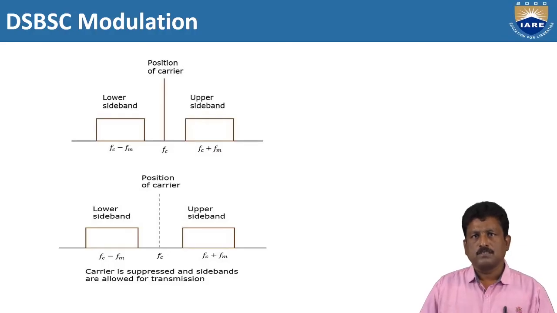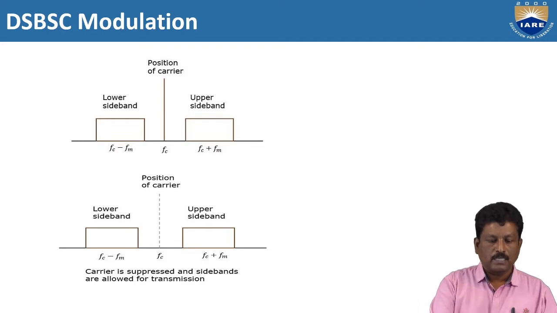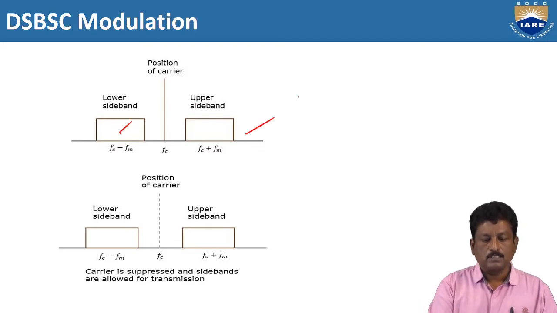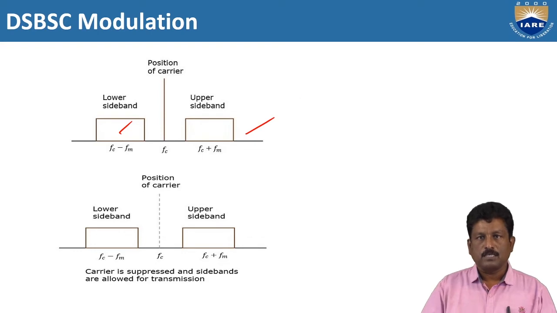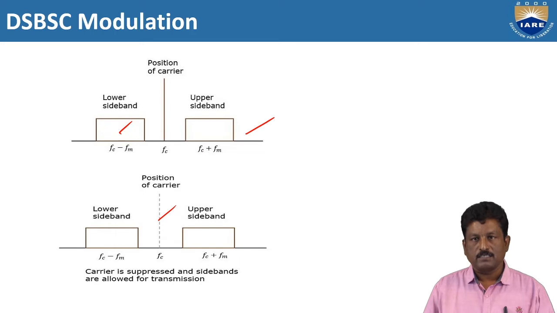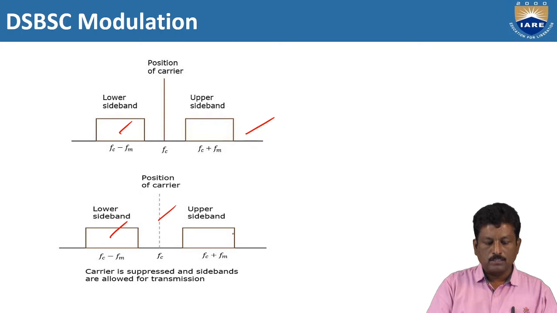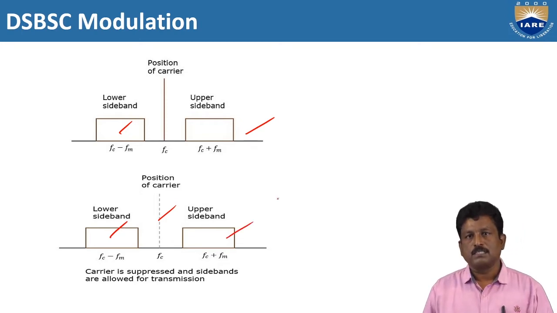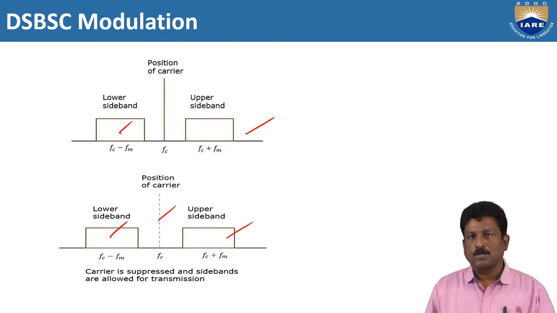Coming to the spectrum of the DSBSC wave, these are the two sidebands, with the carrier signal, this is the lower sideband and this is the upper sideband. In the second diagram, the dotted line shows the suppression of the carrier signal. We suppress the carrier and transmit only the two sidebands, lower and upper. This is the spectrum of the DSBSC modulated wave. From this DSBSC wave, we have to retrieve the original modulating signal.